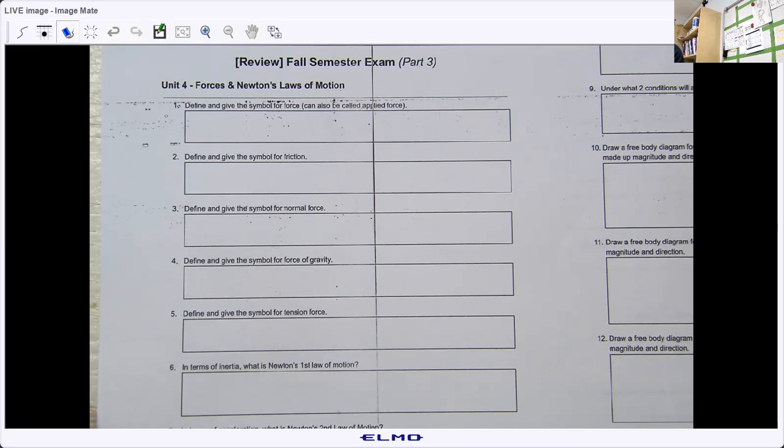Number four says define and give the symbol for force of gravity. Here we've kind of drawn it out. The force is the force due to gravity. You can kind of look at this as the weight of the object, where weight is equal to mass times gravity.